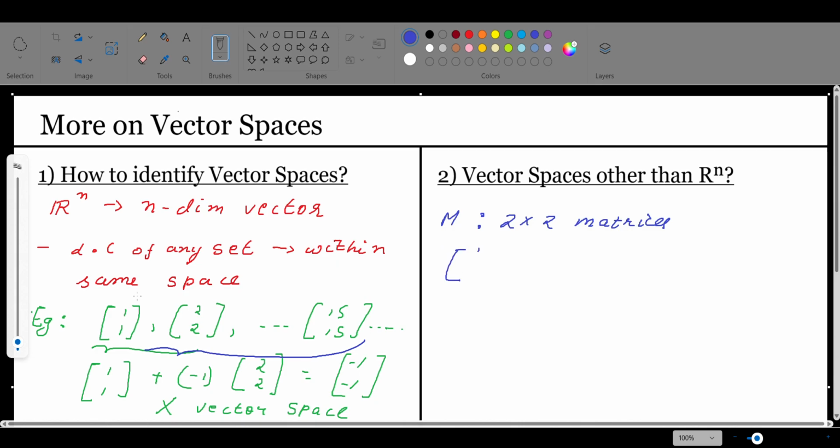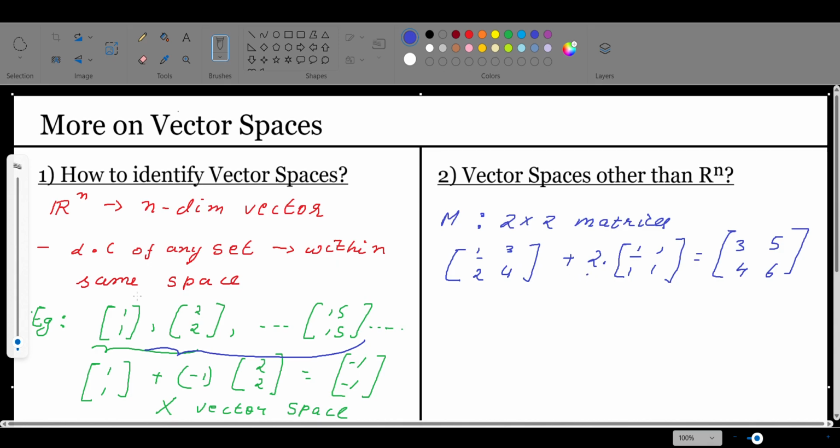For example, 1, 2, 3, 4 plus 2 times 1, 1, 1, 1 is equal to 3, 5, 4, 6. So you see here too, last time I only talked about addition of vectors, but the rule is really the same. You just add corresponding values together.